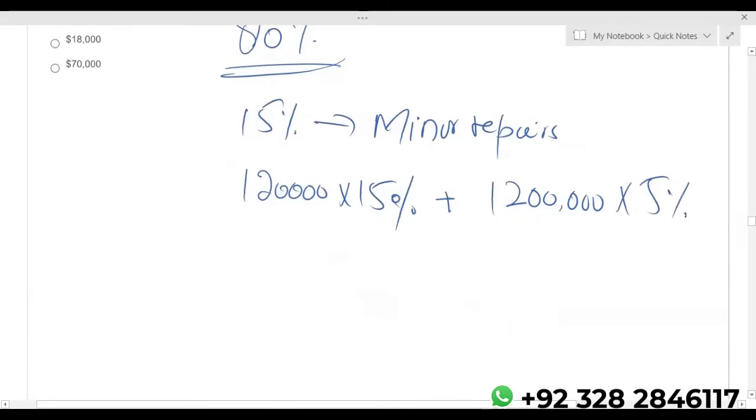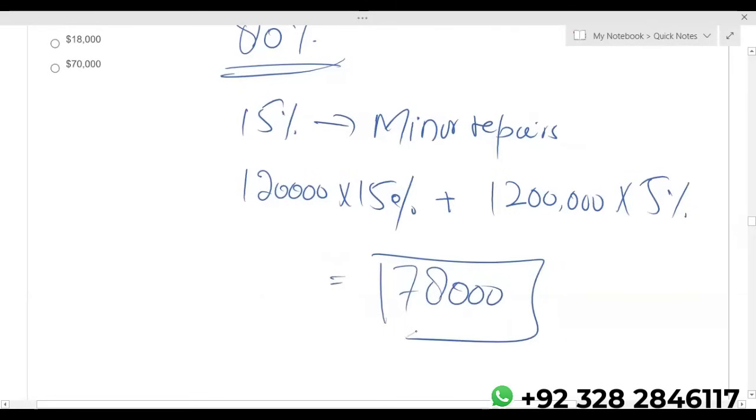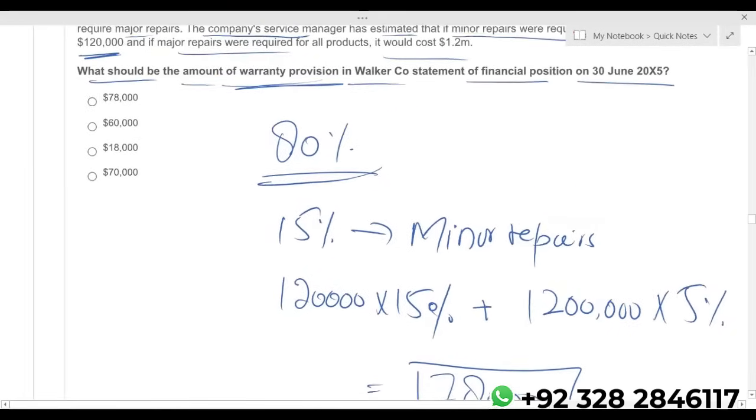So let's see the provision. 120 into 15% plus 1.2 million into 5%. Students, I'm getting 78,000. 80% no issue at all, 15% minor repairs, 5% major. That's it. So far, the pre-seen mock looks decent, I would say.